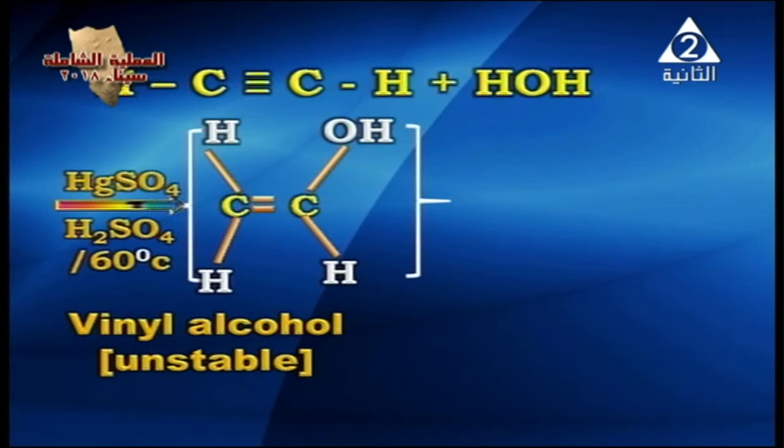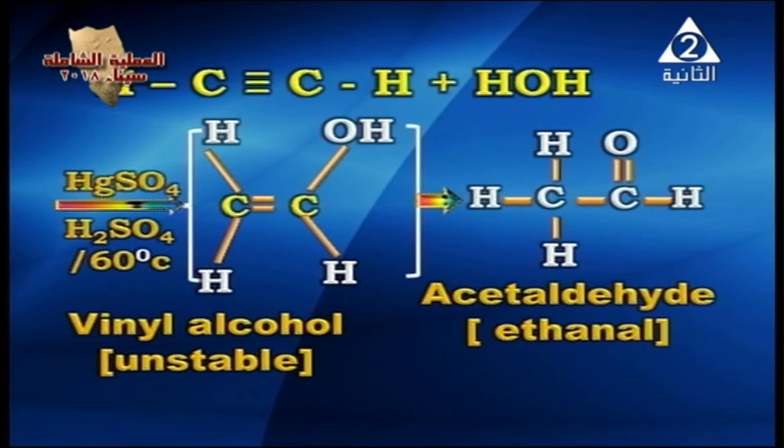The next type of reaction is the reaction with water, which is called catalytic hydration. As acetylene reacts with water, in the presence of mercury sulfate and 40% concentrated sulfuric acid and heating to 60 degrees, it forms an unstable compound called vinyl alcohol, as shown on the screen. Then this vinyl alcohol is rearranged as the hydrogen of the hydroxyl group moves to the other carbon, forming the molecule shown on the screen that we call acetaldehyde, or ethanal.